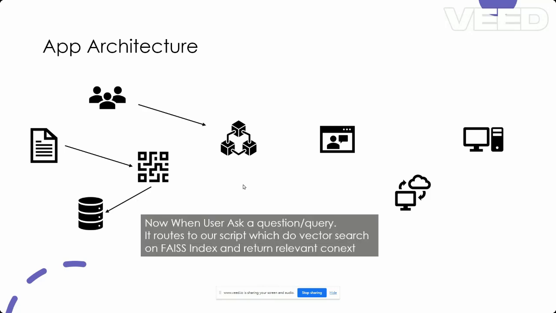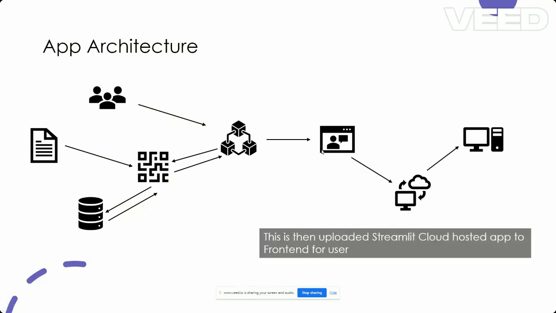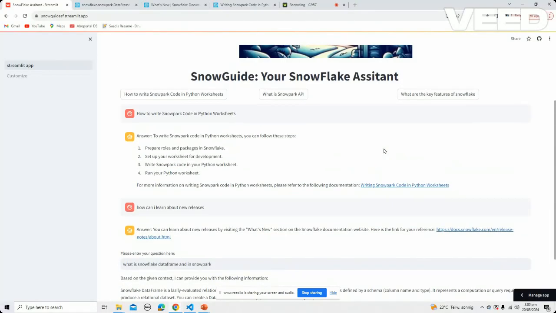Then, whenever the user asks a question, it is routed to our script, and we do a similarity or vector search on the FAISS index and return the relevant context. Then the user question and the context data are sent to the GPT model, which is currently the Arctic Instruct model for this competition. This is then hosted in a Streamlit Cloud app, which is the front end we see here.